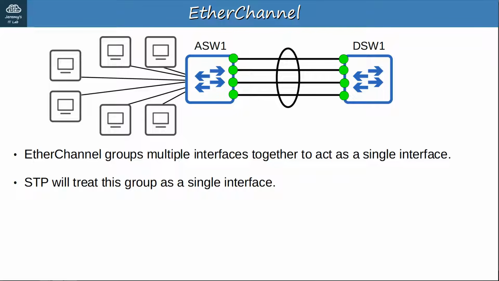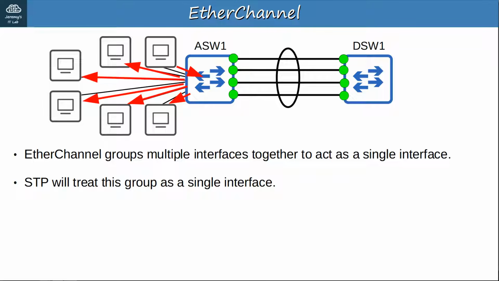Won't this cause a layer 2 loop? Actually, no, because this group of 4 links behaves as if it is a single link. For example, let's say a PC sends a broadcast frame. So it has flooded out all interfaces on A switch 1. All of the PCs connected to A switch 1 will receive a copy of the frame.